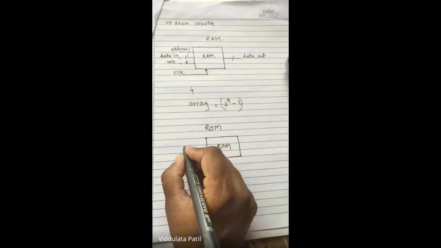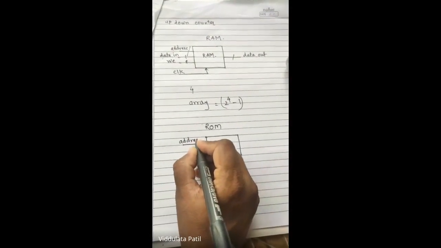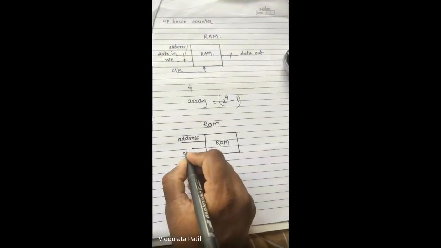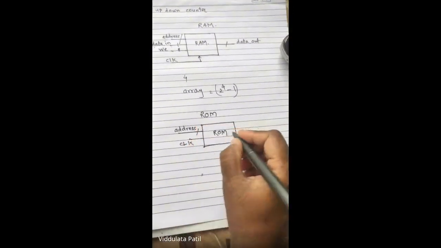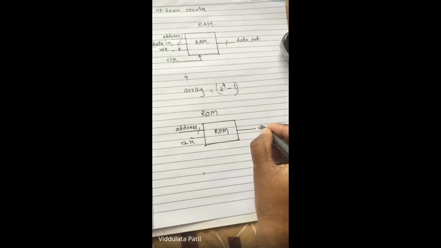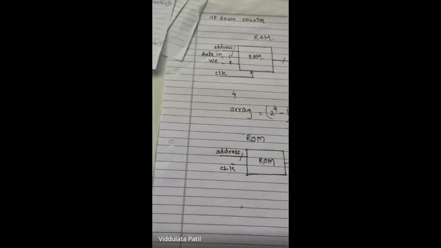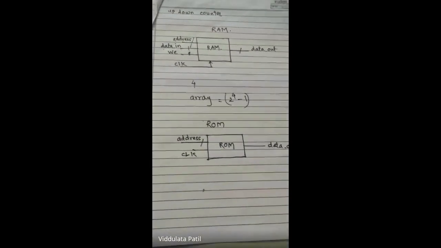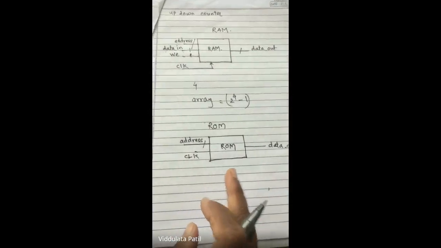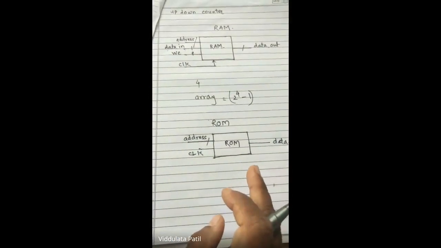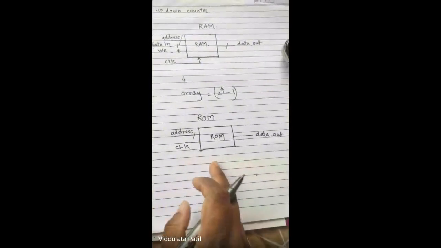Okay, there will be only the address input line that will be present, and then the clock signal that is present for this ROM. Okay, and then the output, data out. So this is the block diagram. Okay, everybody has pinned to my video so that you can see this block diagram.